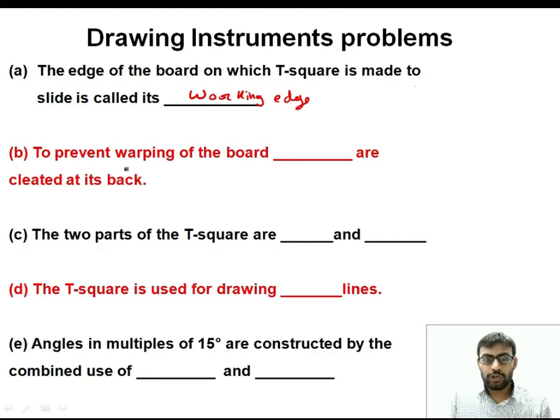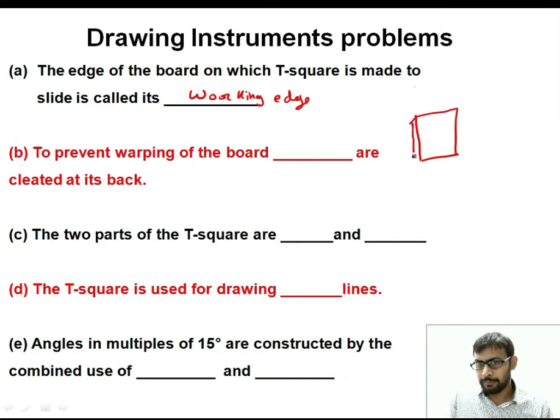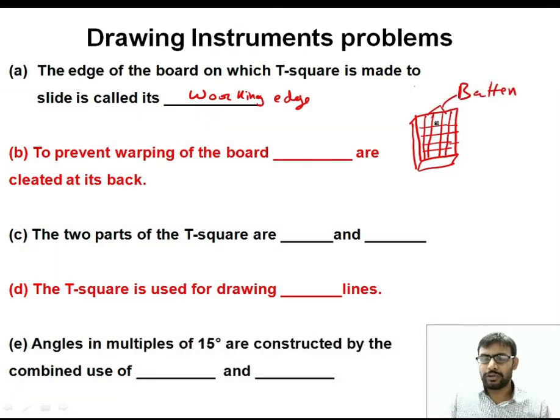Next question: to prevent warping of the board, dash are attached at its back. In our previous slides, when I talked about the drawing board, it was an instrument. There are several types of drawing boards: D0, D1, D2, D3. According to the dimension size, we fix our required sheets. Looking at the back portion of the drawing board from the bottom side, you can see these two legs, which are known as the battens. These battens restrict the warping of the board. So the answer is the batten. Battens are provided at the back of the board.